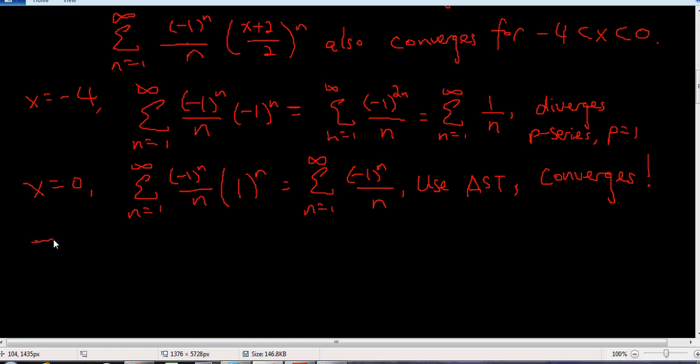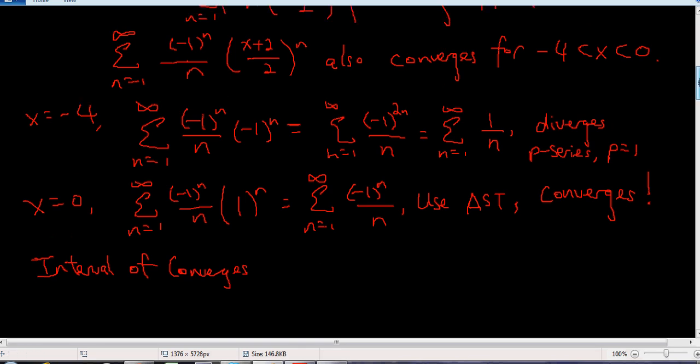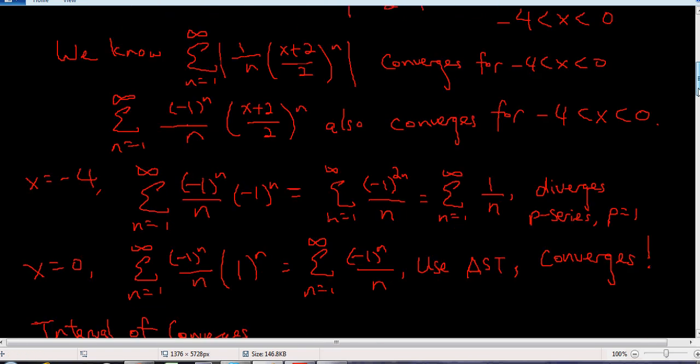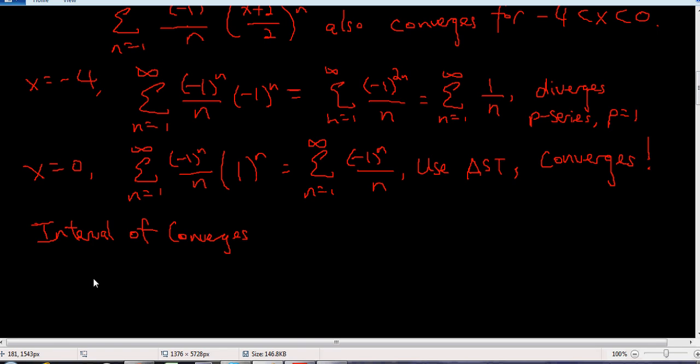So the interval of convergence is what we found out earlier about the geometric series part, the one where we did the direct comparison test, this thing here. So it converges from -4 to 0. But after checking the endpoints, we know it diverges for x equals -4, but it converges for x equals 0. So this would actually be the correct answer.